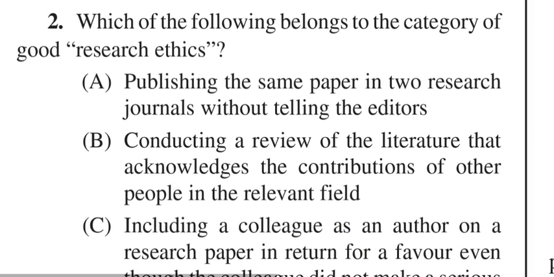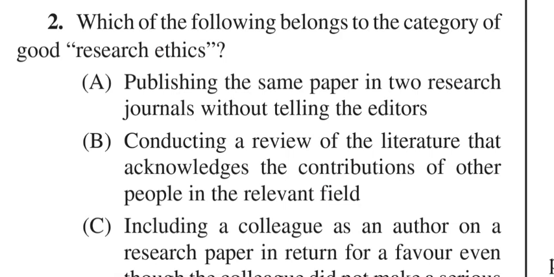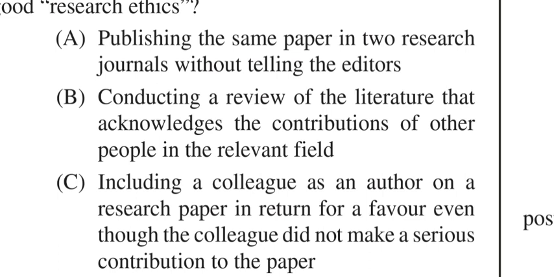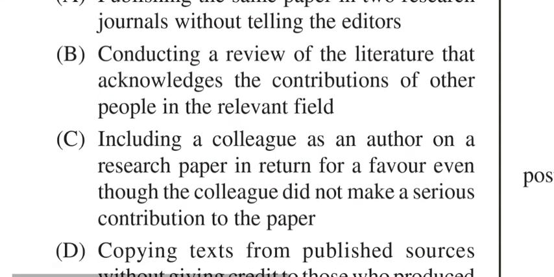Then we have the next question. It says, which of the following belongs to the category of good research ethics? Number A is saying, publishing the same paper in two research journals without telling the editors. So this is not a good thing to do. Second is saying, conducting a review of the literature that acknowledges the contributions of other people in the relevant field. So whether it is correct or not, you will know.